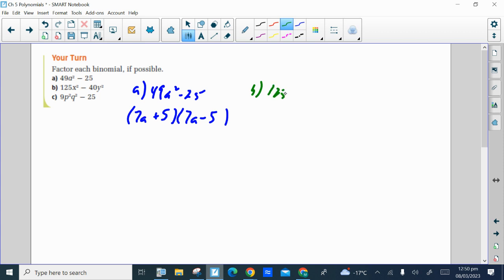Question B, you have 125x squared minus 40y squared. So as those stand, they are not difference of squares. However, both of these terms are divisible by 5. There's a common factor of 5 there. And when you take out a common factor of 5, you'll get 25x squared minus 8y squared.